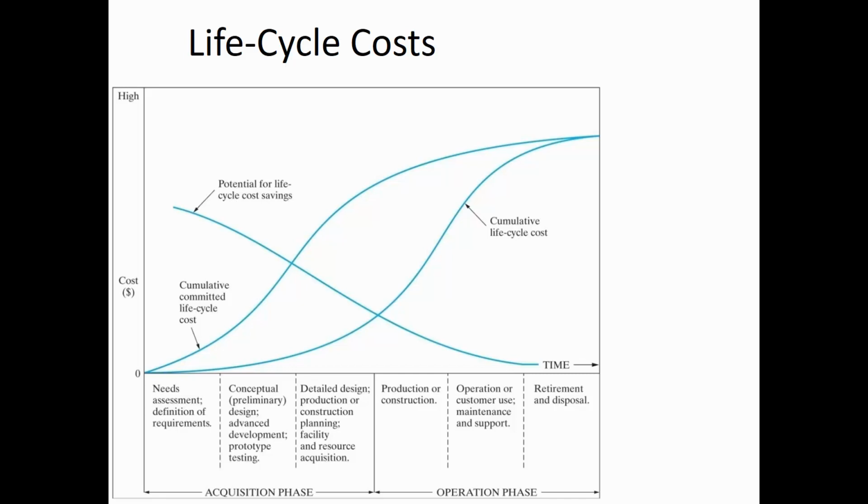And so the potential for savings over the entire life cycle diminishes over time. That's the important thing to take away from this figure: being able to explain what each of the three curves are, that the committed costs lead the actual costs that are incurred, and that during an item's life, the potential for savings decreases because you've already spent so much.